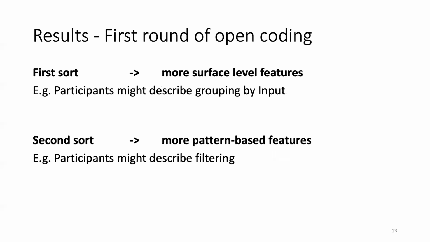The first round of open coding looked at the way students categorized problems. We found that for the first card sorting exercise, where participants were prompted to intuitively group problems, they tended to focus on surface level features such as grouping problems based on input type or the level of contextualization in the question. However, for the second sort, where participants were asked to focus on the solutions to problems, they tended to group problems based more on pattern-based features.